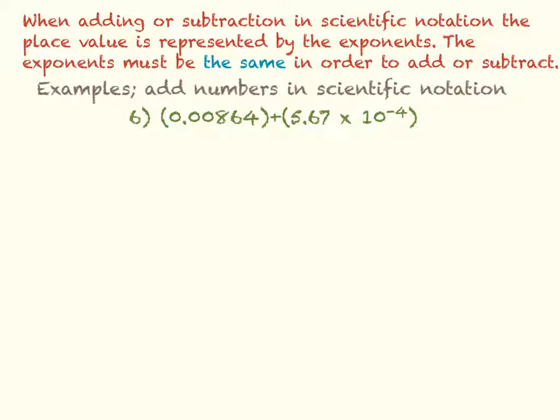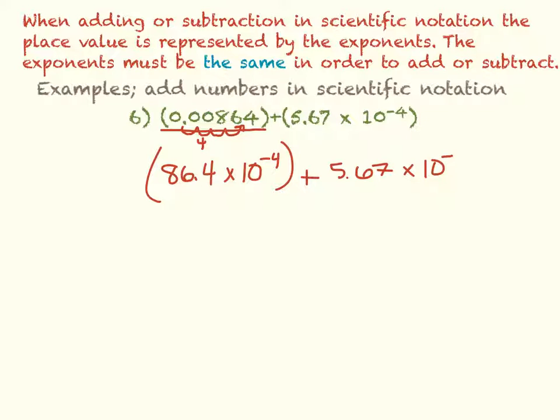For this next example, we want to add 0.00864 plus 5.67 times 10 to the negative fourth power. So I want to put the first number into a form where there's a negative fourth power. So I want to move the decimal 4 spots to the right. So that's going to give me 86.4 times 10 to the negative fourth power plus 5.67 times 10 to the negative fourth power.